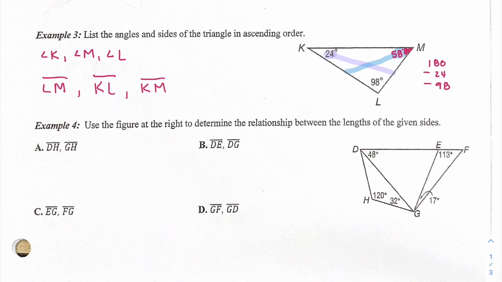Now, when we do this, we need to make sure that we are comparing sides and angles in the same triangle. So when we have a situation like example 4, we have multiple triangles. You have to focus on one triangle at a time. Now, when looking at this, I have a lot of missing angles. So first off, we have to fill in the missing angles here. So I see DHG, this triangle right here. I'm going to highlight it for us. DHG.